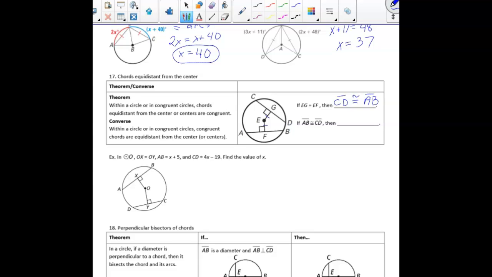And the reverse of that is true. If the two chords are congruent, then those two line segments are congruent, and we form right triangles. So we could probably use the Pythagorean theorem to find the length of these chords, because we end up with congruent triangles.